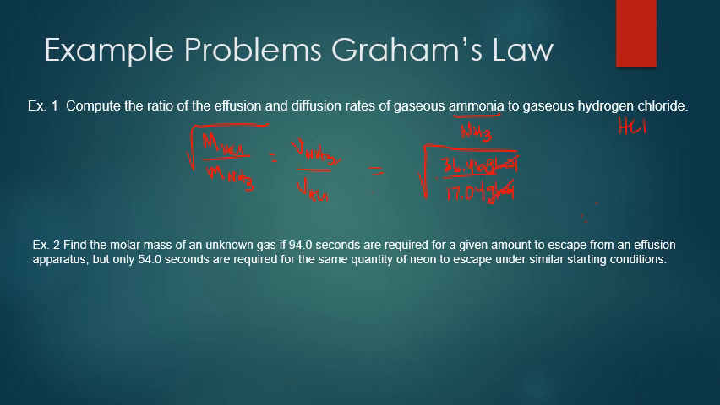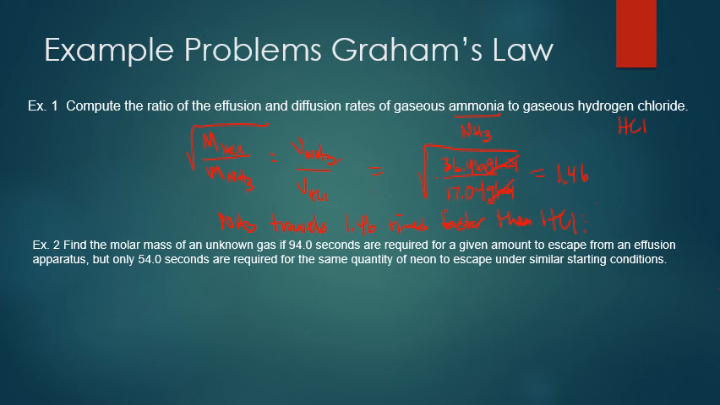Notice my grams per mole cancel. So I have kind of a unitless number here for the velocities ratio. And 36.46 divided by 17.04, that would be 2.13. If I take the square root of 2.13, I end up with 1.46. So we can say that NH3 travels 1.46 times faster than HCl.